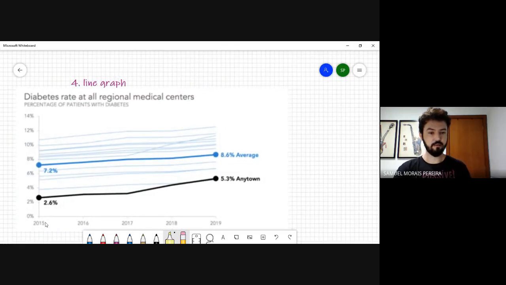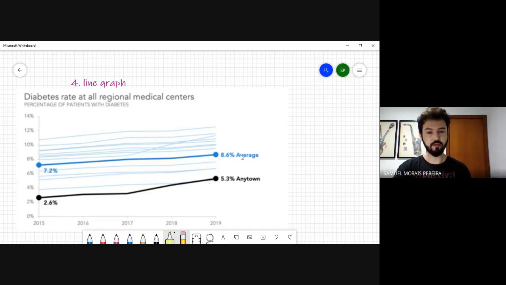Can you see here? Again, they are comparing the year 2015 to the year 2019, okay? And how things have changed over time, how they were then and how they are now, okay? So in this case here, you have here, diabetes rate at all regional medical centers. So, medical centers são centros médicos, né, clínicas médicas regionais, e está se falando sobre diabetes rate, ó, o número de pacientes com diabetes, ó, percentage of patients with diabetes, porcentagem dos pacientes com diabetes.